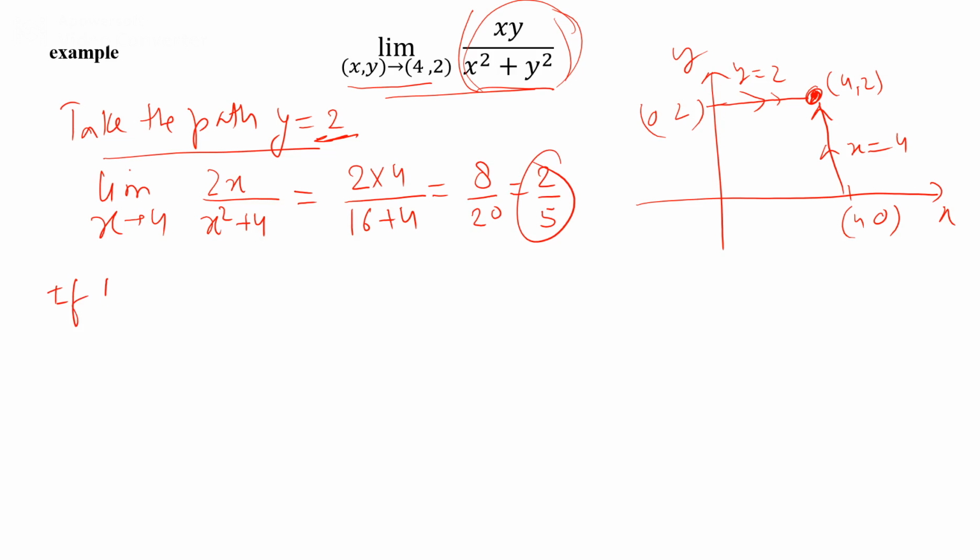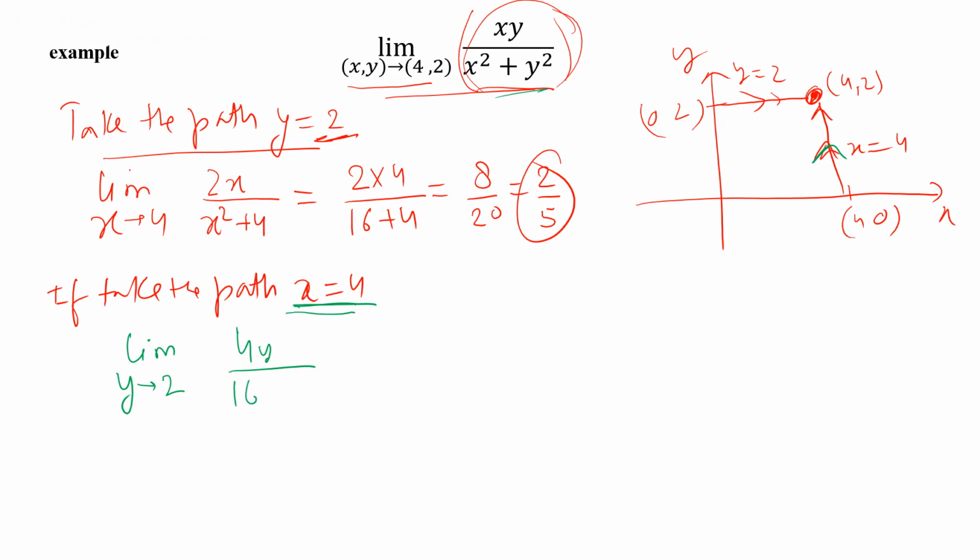Now we take the path x is equal to 4. So if we take the path x is equal to 4, we put x is equal to 4 in that function. We write limit y tends to 2, 4y upon (16 plus y square). Now apply the limit y equal to 2. So we get 4 into 2 upon (16 plus 4). Again we get 8 by 20, that is 2 by 5.